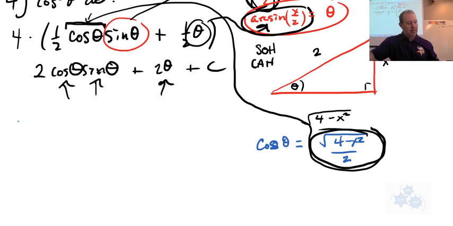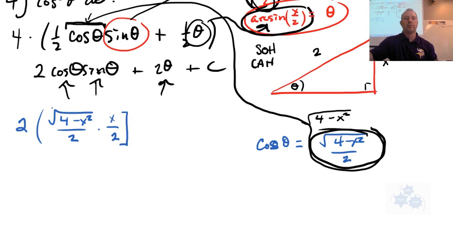So we rewrite that down here. That's going to be 2, okay, cos theta is going to be the square root of 4 minus x squared all over 2, times sine theta, which was x over 2, right? Plus 2 theta, which we said was arc sine of x over 2, plus c.